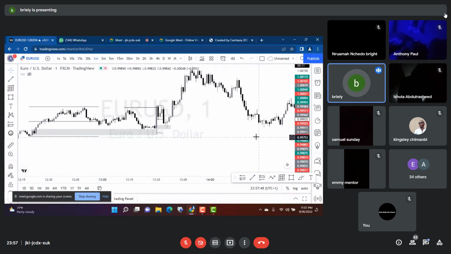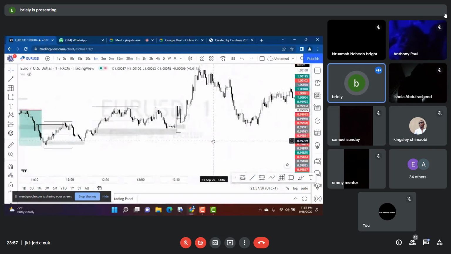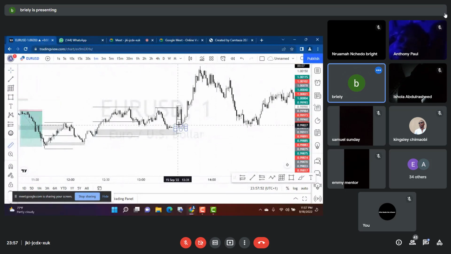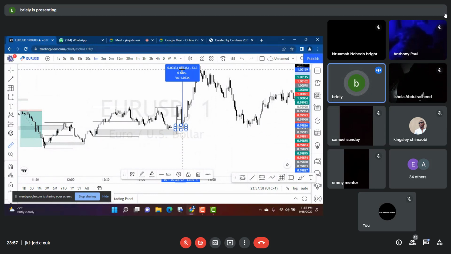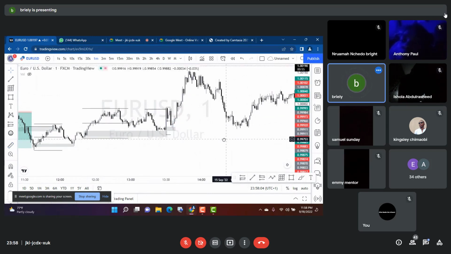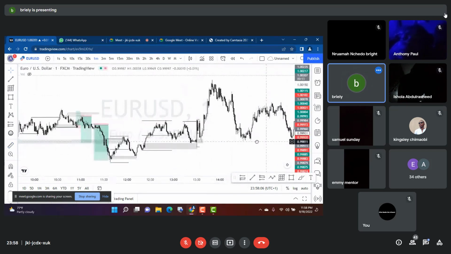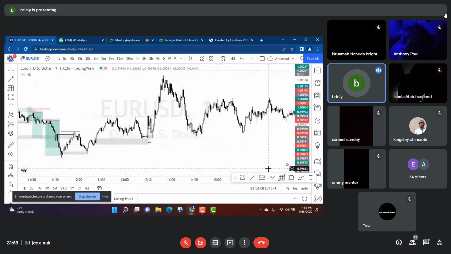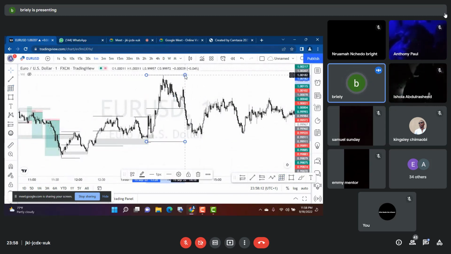So let's see how many. What's your target from this level? Your target will be 2.2 pip SL, and you have gotten 33 pips. Even if it's 30 pips, two standard lots, $600. Again, we're having another premium and discount. Your swing low and your swing high.